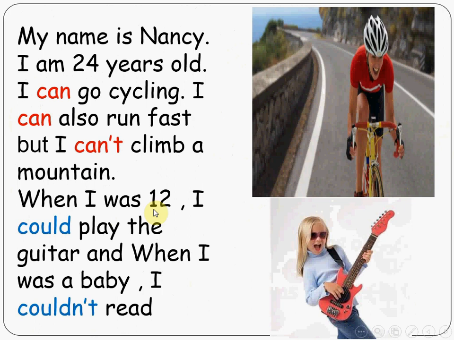When I was 12, I could play the guitar. And when I was a baby, I couldn't read. So this is in the past. So if we're talking about our abilities in the present, we use can or can't. But if we're talking about our abilities in the past, we use could, or the negative of could, couldn't.